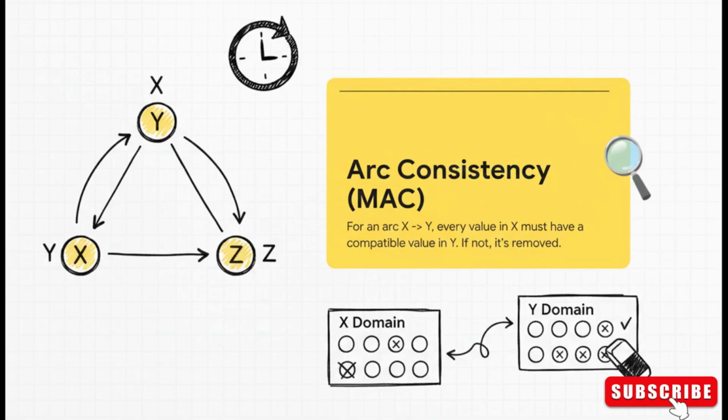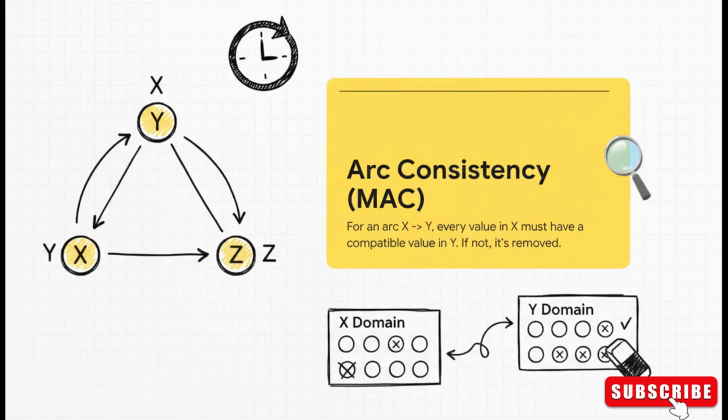Okay, this sounds complicated, but stick with me. Imagine a constraint between two variables, x and y, as a one-way street. We call this an arc. For that arc to be consistent, it has to follow one rule. For every single value in x's domain, there has to be at least one value in y's domain that doesn't break the rule. So, if you're looking at x and one of its options is blue, but you see that blue conflicts with every single remaining option for y, well, then blue is an impossible choice for x, right? So you can just delete it.